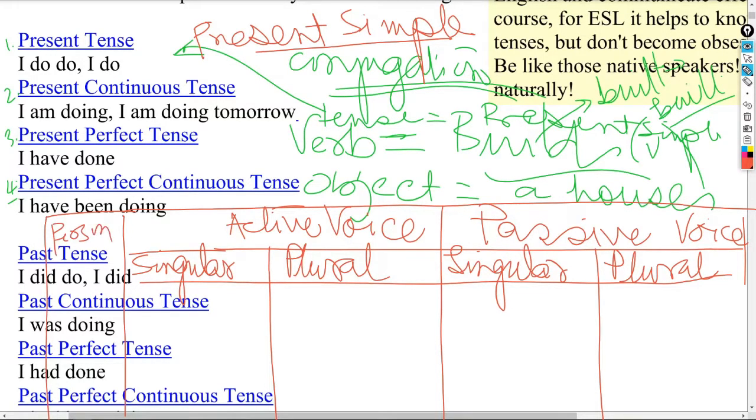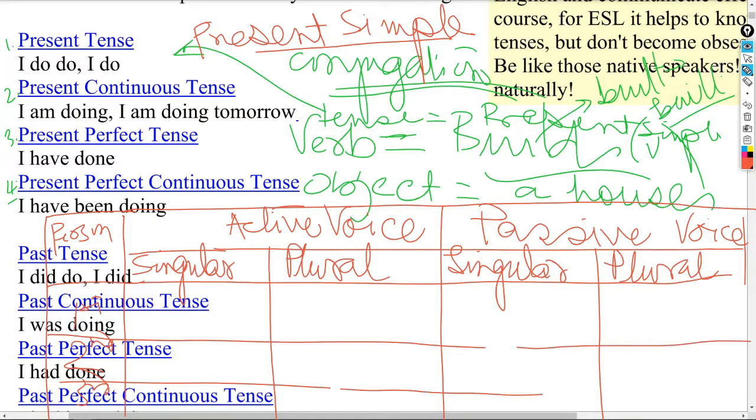The next part will be the person. Therefore, how many persons are there? Three persons. What are they? First person, second person, and third person. Now you see, this is the table I have made already. So we are talking about the tense: the tense is present simple, the verb is built, the object is a house. And now we are going to construct the sentence. What type of sentence will it be, my dear children? This will be an assertive, or you can say affirmative, type of sentence.